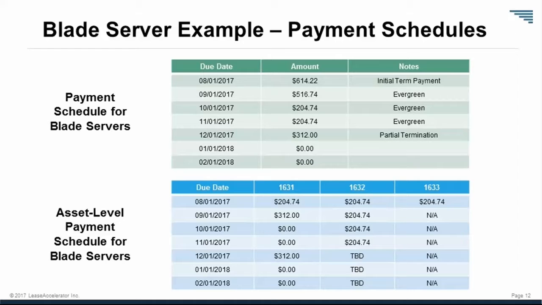So I won't go through each of the remaining payment rows, but you can get an idea just by looking at the asset level payment at the bottom in blue and what the individual rentals are for each server.